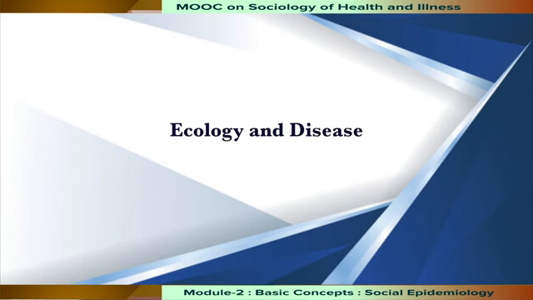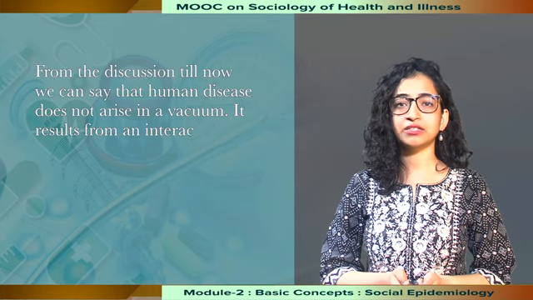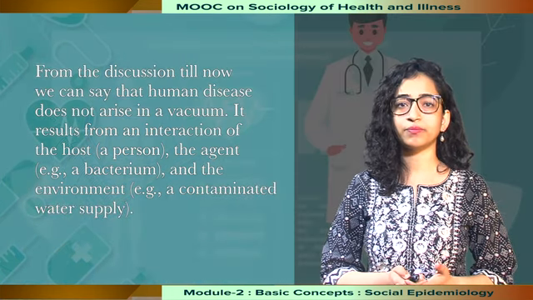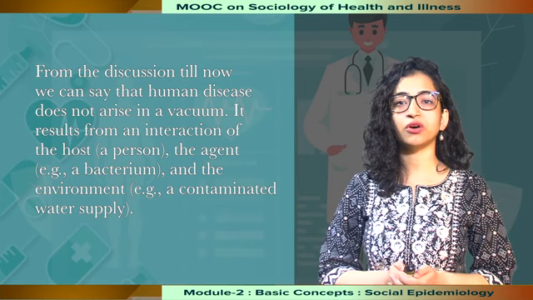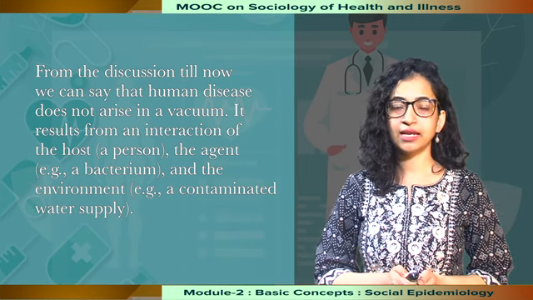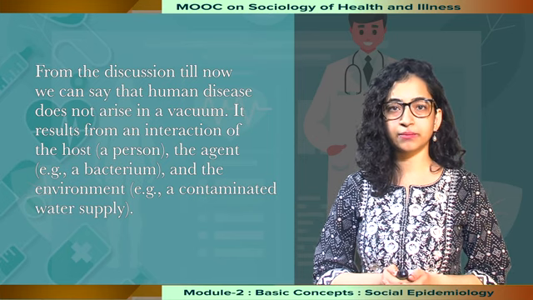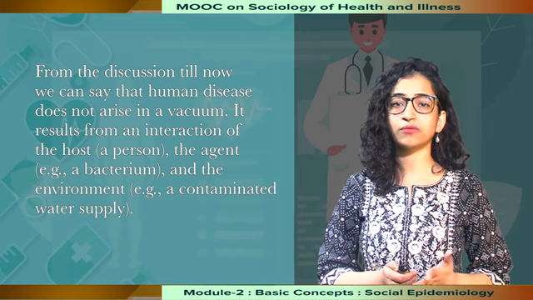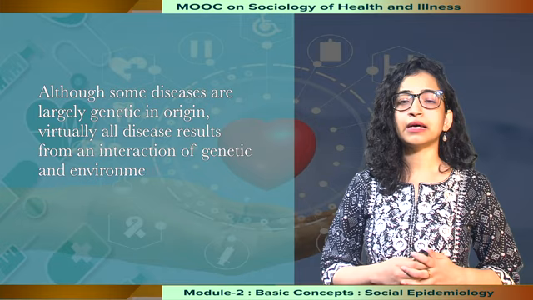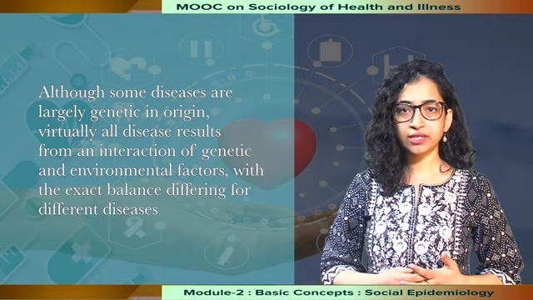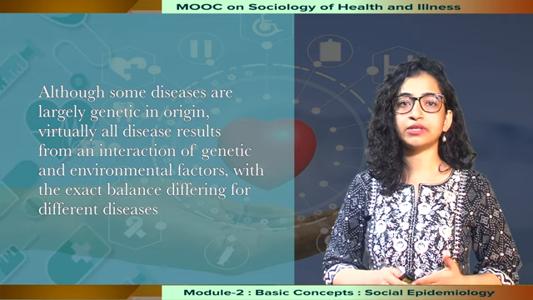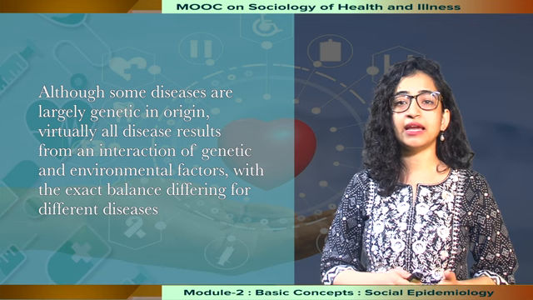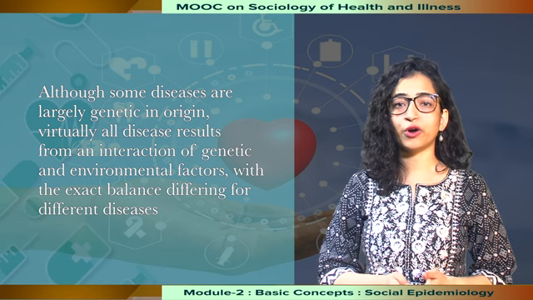Now we come to ecology and disease. From the discussion till now, we can say that human disease does not arise in a vacuum. It results from an interaction of the host, which can be a person, the agent, that is the bacterium, and the environment, that is a contaminated water supply, as in the case of John Snow's study. Although some diseases are largely genetic in origin, virtually all disease results from an interaction of genetic and environmental factors, with the exact balance differing for different diseases.